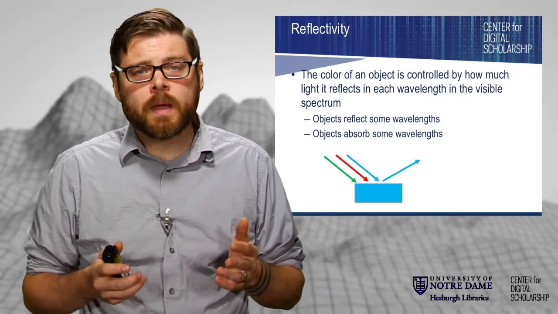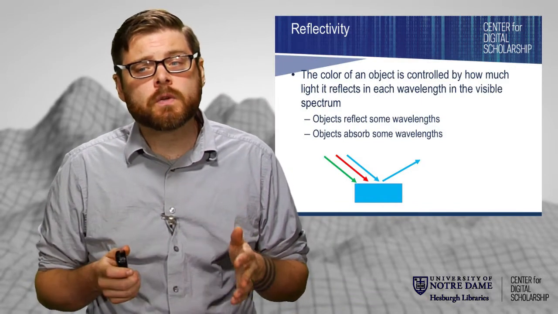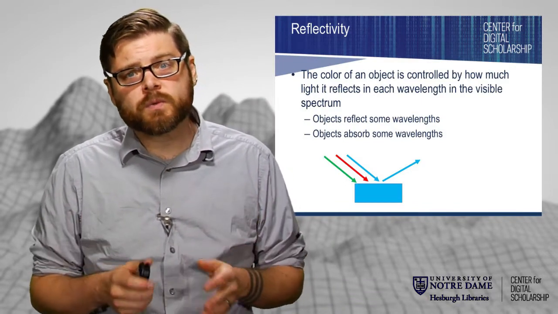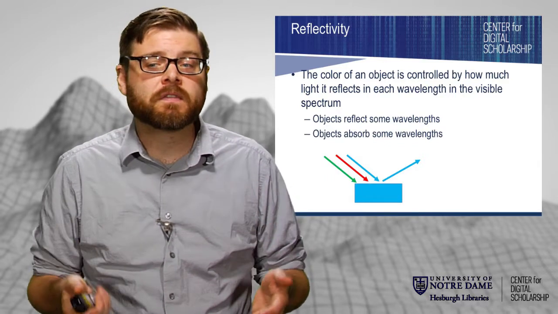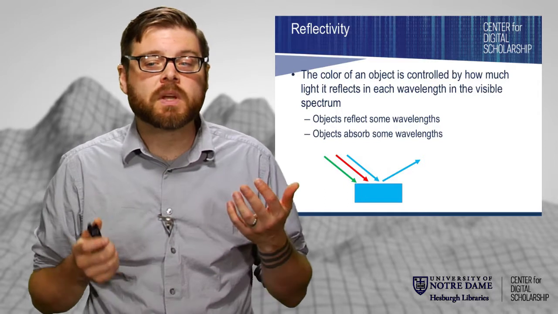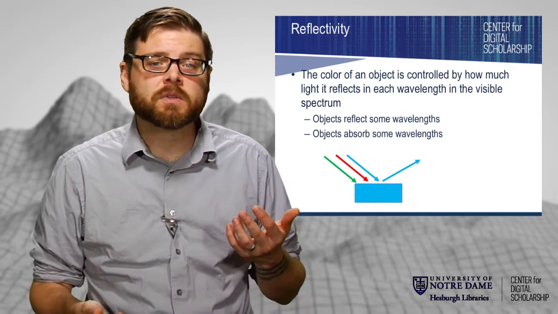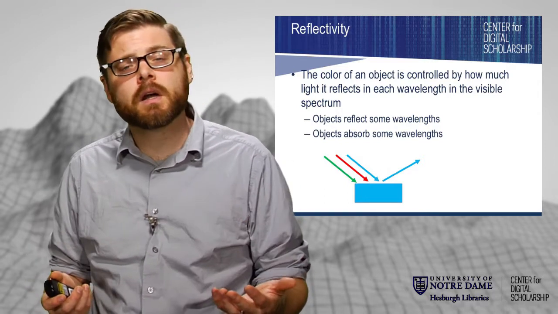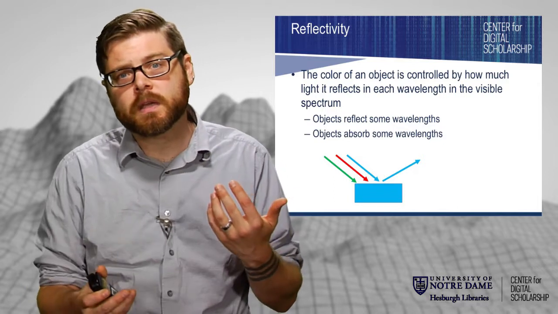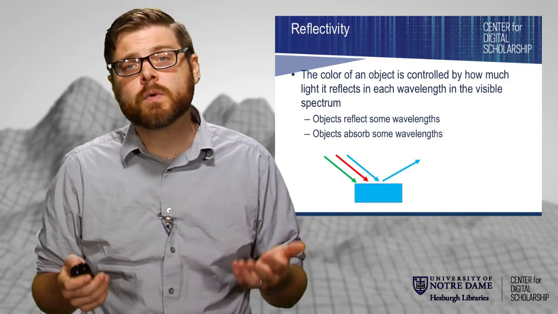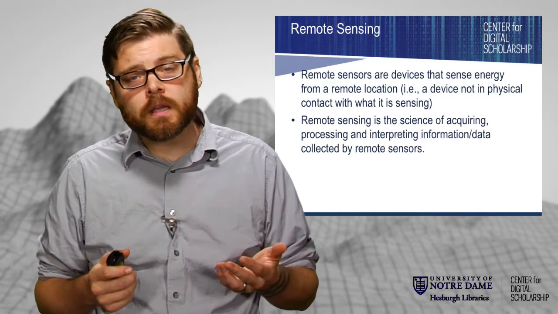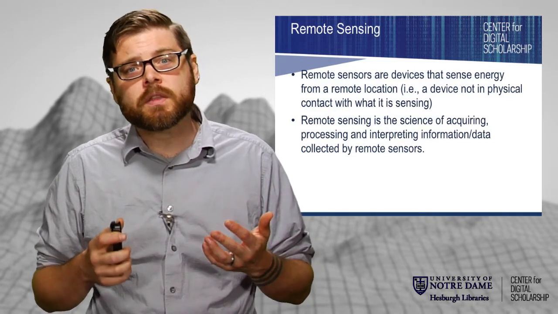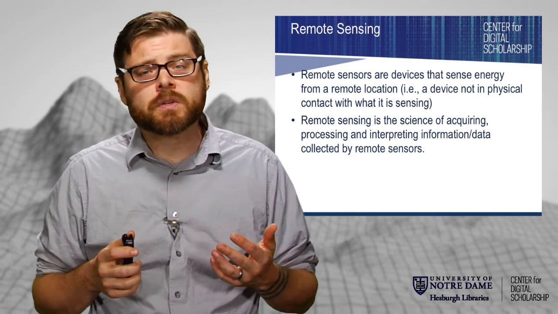Now what's important to remember, and I'm just going to hit this again as a review, is that what we're dealing with here is reflectivity. So the color of an object is controlled by how much light it reflects in each wavelength. Some reflect certain wavelengths, some absorb certain wavelengths. So something that looks blue to us is actually reflecting blue light and absorbing everything else. And the same thing's true in other spectra as well. And when we're talking about satellite imagery, this is what satellites are usually measuring.